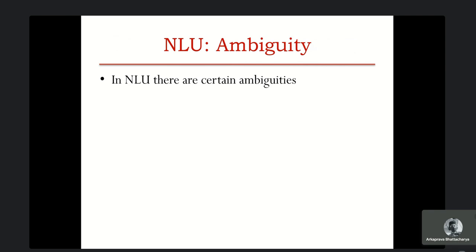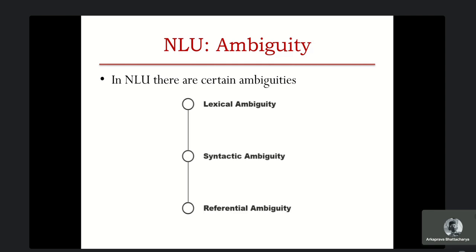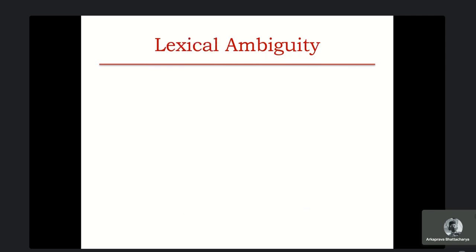But when you are talking about natural language understanding, there are certain ambiguities because, as I said, language is ambiguous. Let us look into some of the ambiguities in the language, because NLP is difficult only because of these ambiguities. Now you can see the first one is the lexical ambiguity, the second one is the syntactic ambiguity, and the third one is the referential ambiguity.